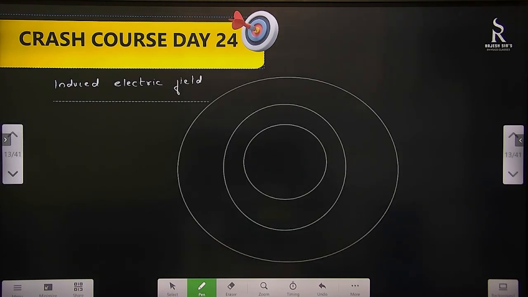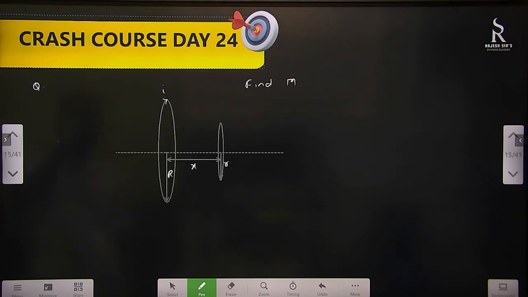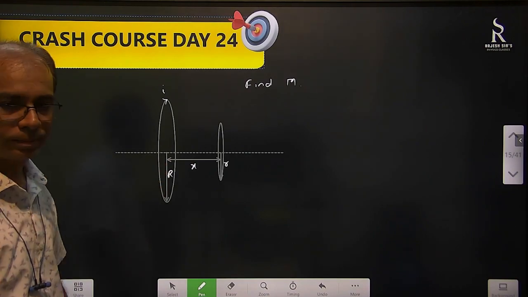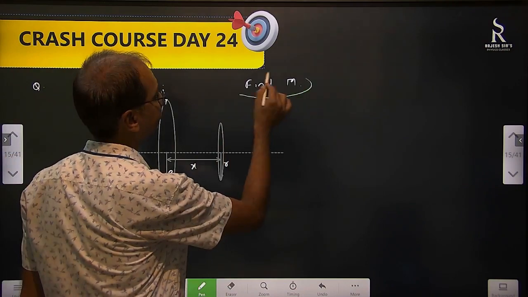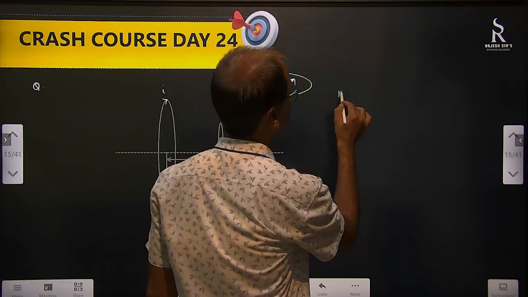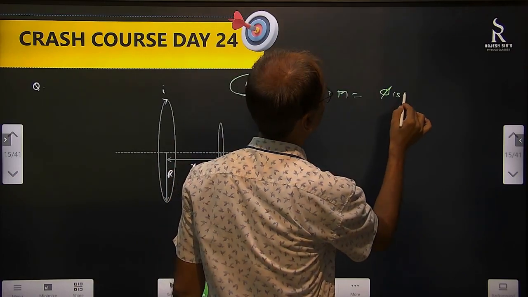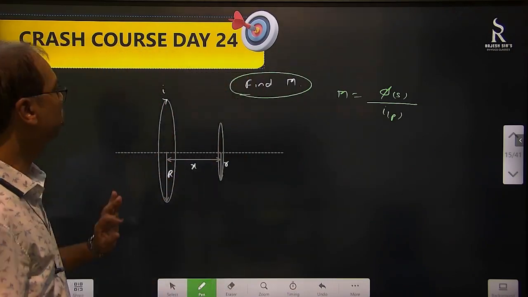Alright, we will see a little more about mutual inductance before going into induced electric field. Let's see if we have anything. Yeah, here it is. There is a question in fact. We'll try and do this first. What they are asking us is to find M. Now we know what M is: flux through the secondary by current through the primary. Current through the primary is given to us as I.